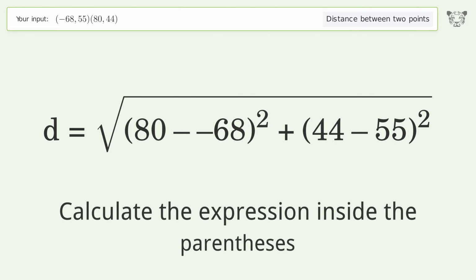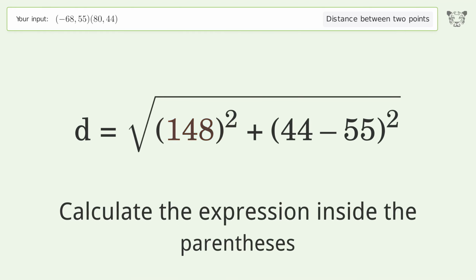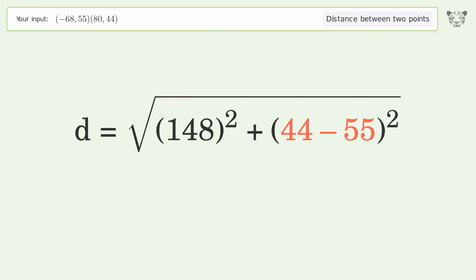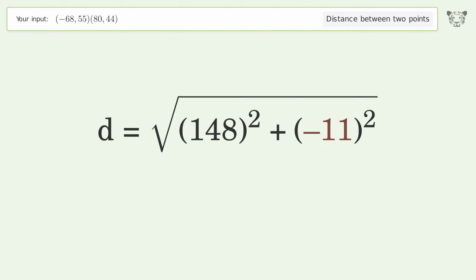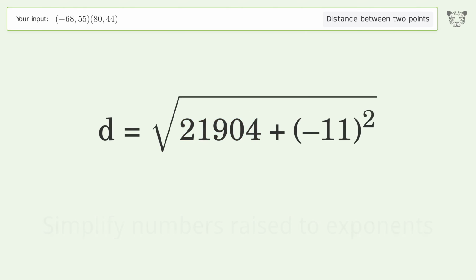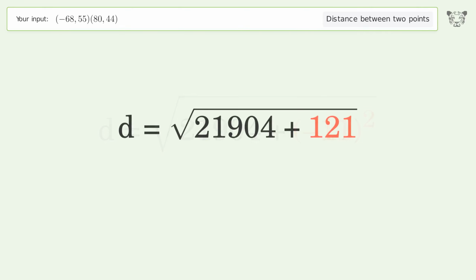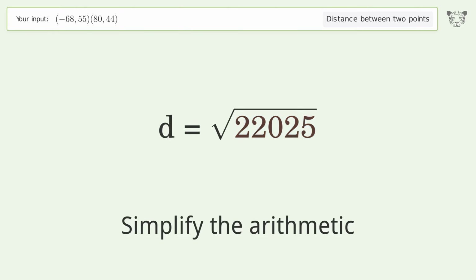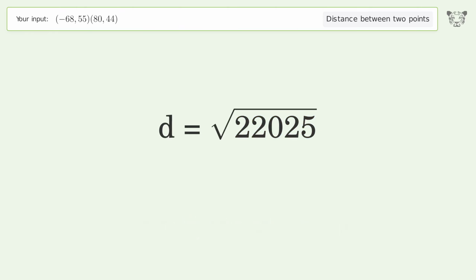Calculate the expression inside the parentheses. Simplify numbers raised to exponents. Simplify the arithmetic. And so the distance between the 2 points is the square root of 22,025, or 148.408.